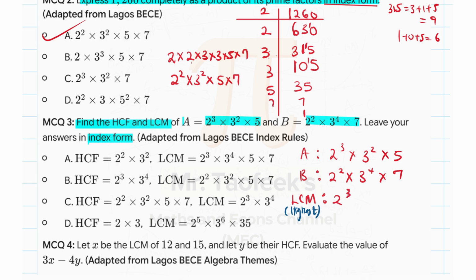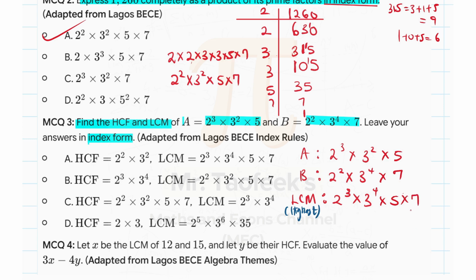Easy. Times, compare the next one, 3 to the power of 4 and 3 to the power of 2: 3 to the power of 4. Compare the next one. So the highest power is 5 to the power of 1 because there's only one 5 there, so you have to write it. And then also there's only one 7, so we also have to write it. And that's our answer, right?